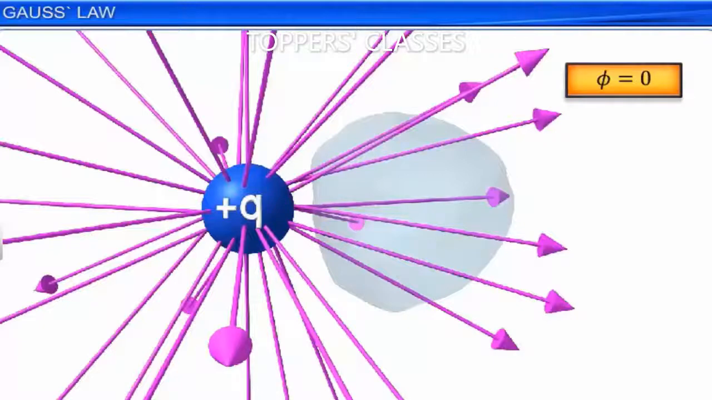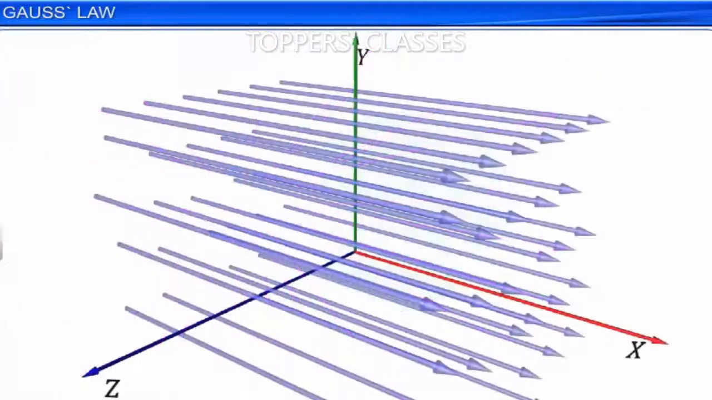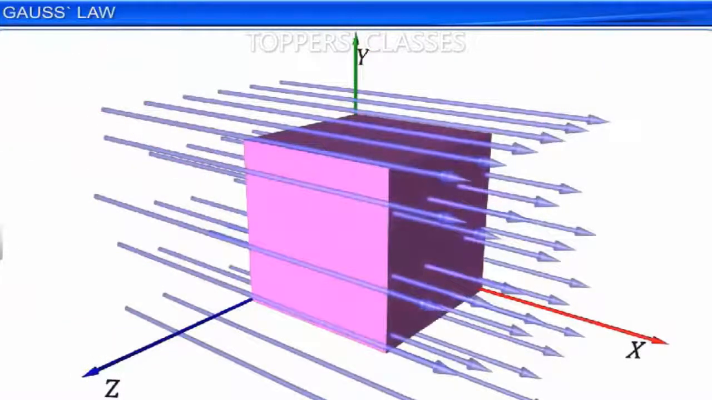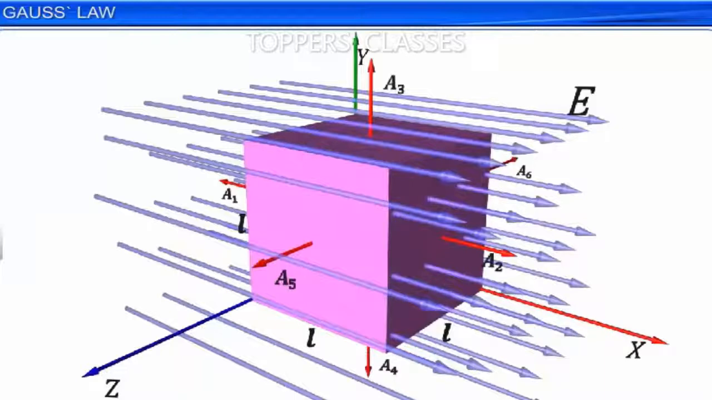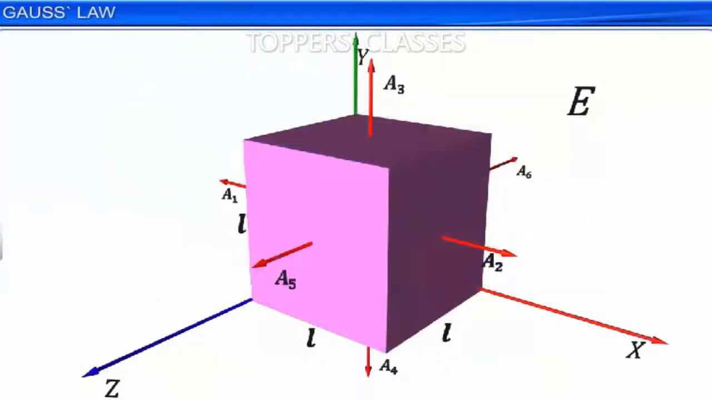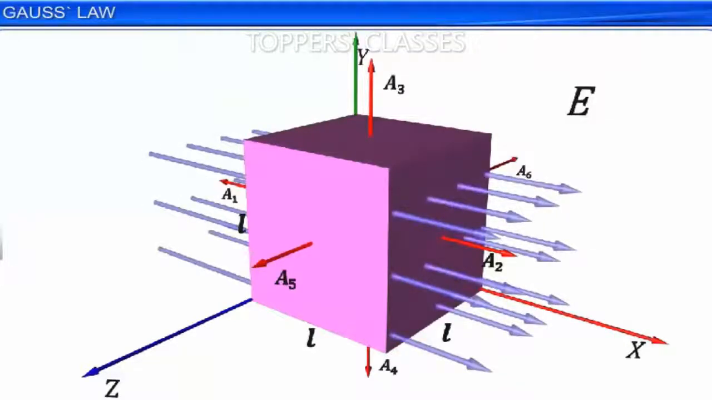In other words, the net flux through a closed surface not enclosing any charge is 0. Let us consider a cube of side L placed in a uniform electric field of strength E, directed along the x-axis. As the cube is a closed area and the number of field lines entering the cube is equal to the number of field lines leaving it from any of its surfaces, the net flux through the cube is 0.